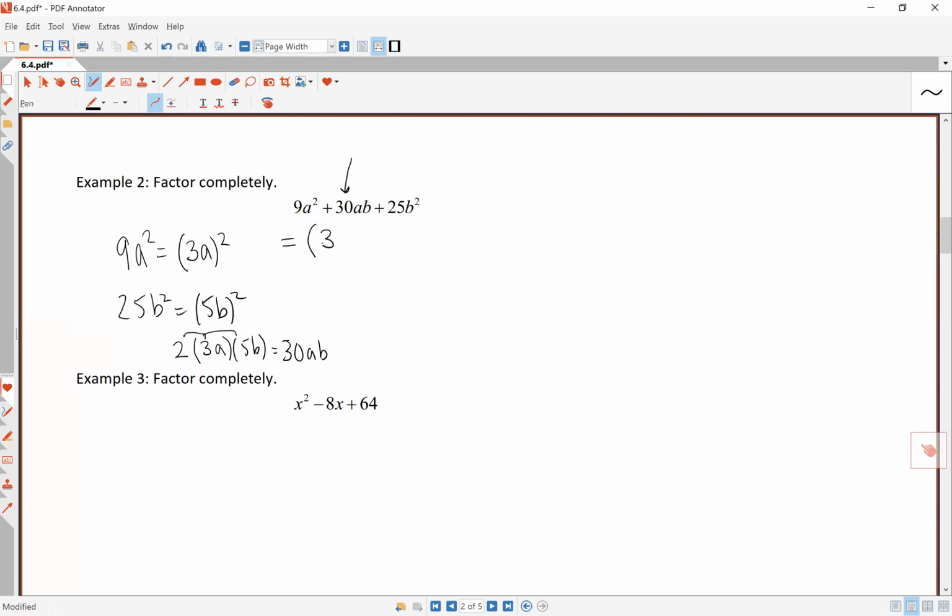So this should be 3a plus 5b times 3a plus 5b. There's the 9a squared, 15ab and another 15ab is 30ab, and 25b squared. So we like to write this as the square of 3a plus 5b.